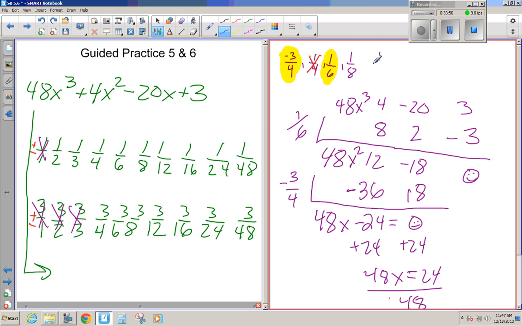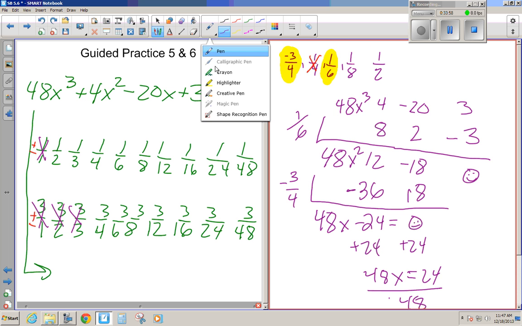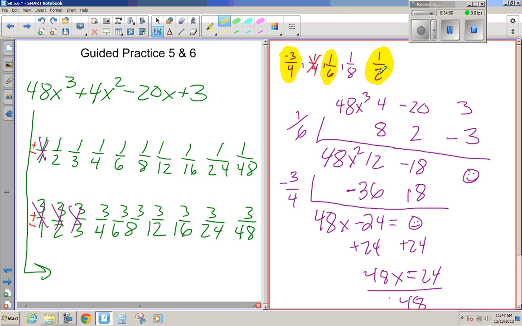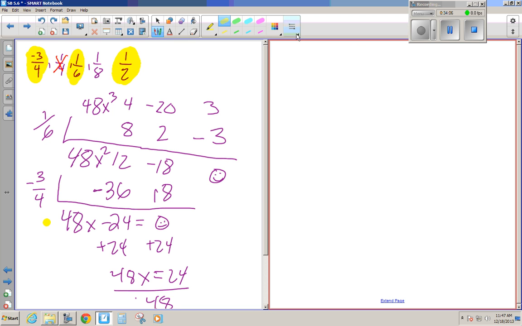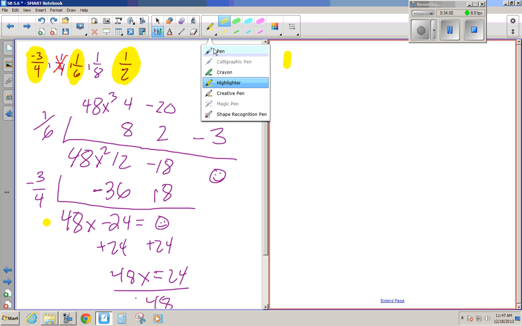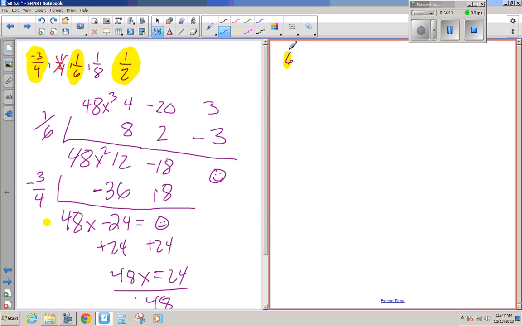So up here, I can write 1/2, and these are now all my zeros. All right, I think we were going to do guided practice number 6 as well. Basically, I think I'm doing most of the guided practices for you today.